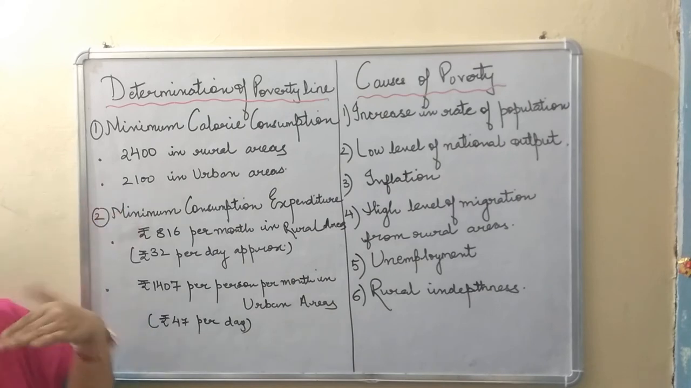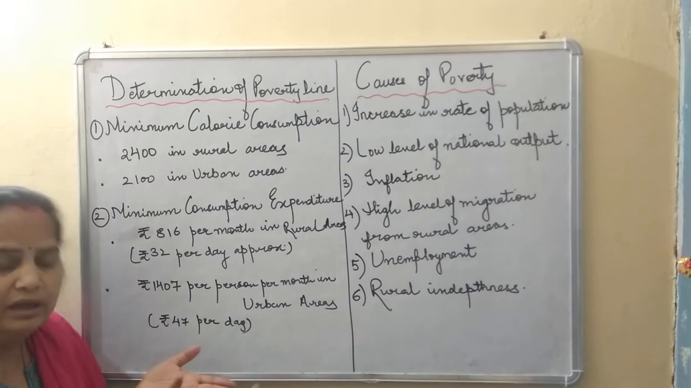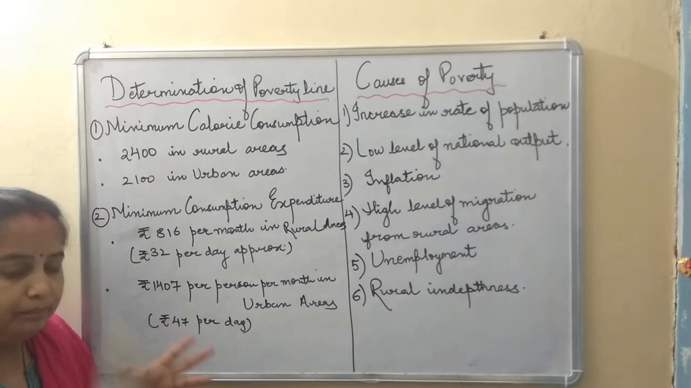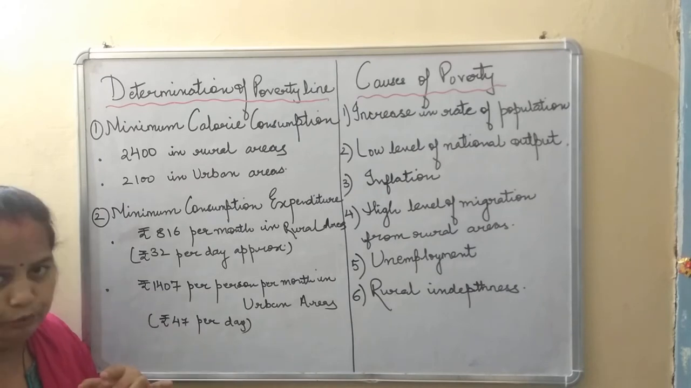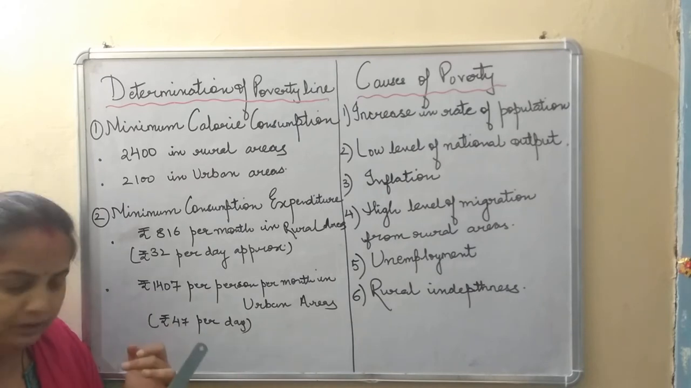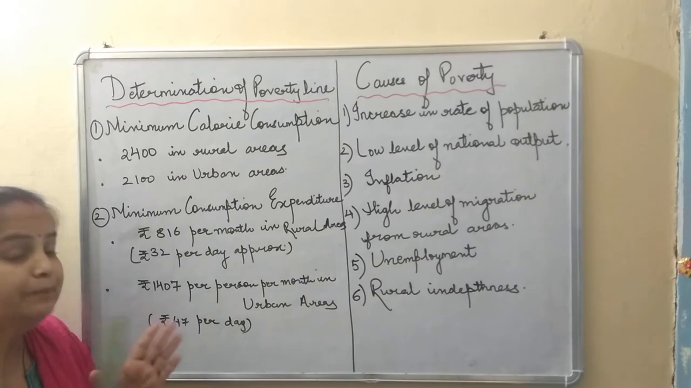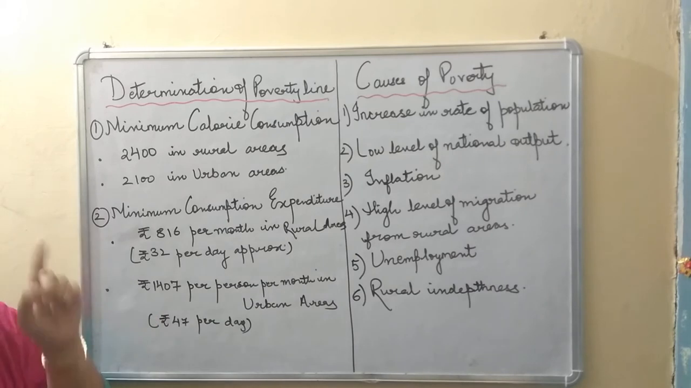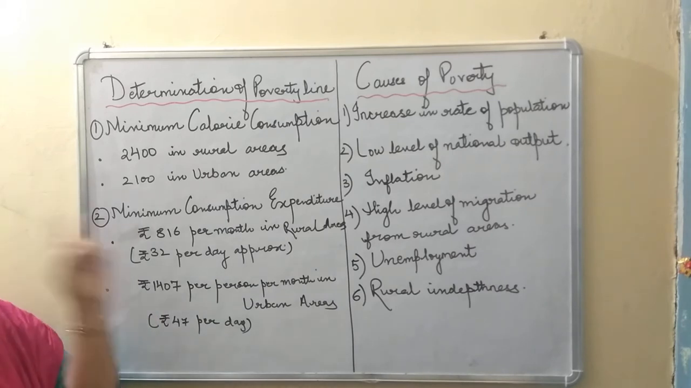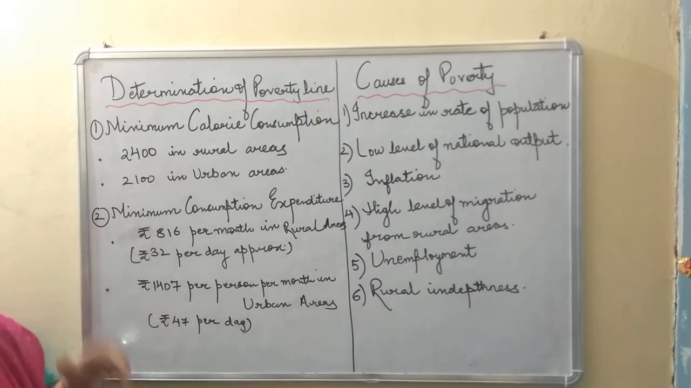Here, not able to means what? Don't say that I am on a diet, so I am not taking 2400 calories, I am taking only 1800 calories. No. If you take 1800 calories by being on a diet, that doesn't mean that you are poor. So if any person in a rural area is not able to take 2400 calories per day, then that person is said to be under the poverty line, which means that person is said to be poor. This is one of the methods which the government has given to determine the poverty line. Getting it? Second is what?